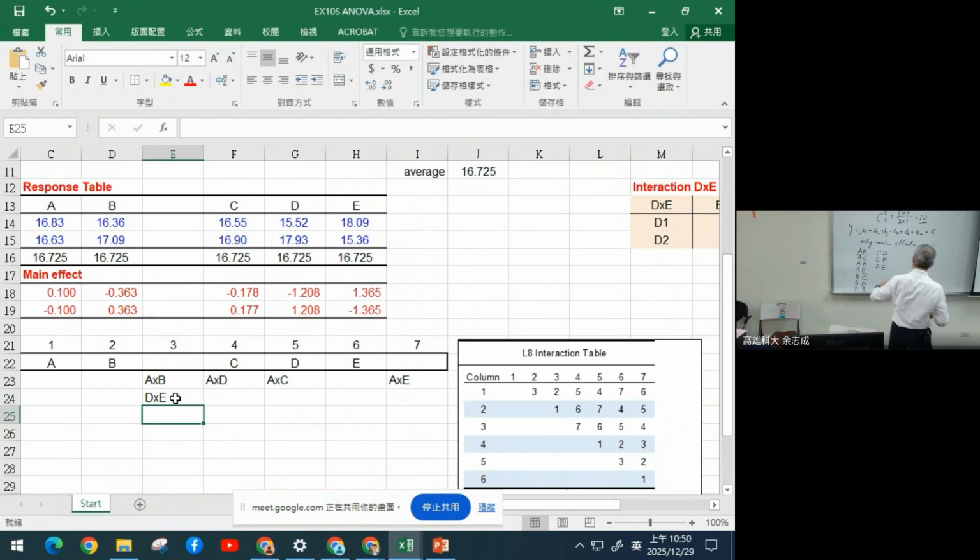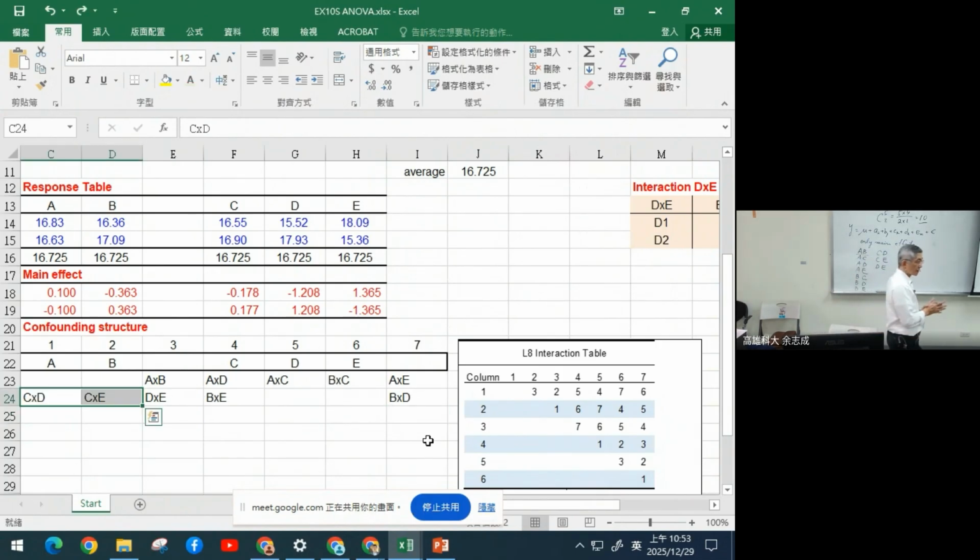All right? So I'll let you finish the rest. Then you can have the confounding structures. BC will be 2, 4, and 6. Okay, I believe you can finish the rest. Any questions? How to find out the confounding structures? Please don't copy the structure directly from the screen. You need to find out by yourself from the interaction table and the arrangement of the selection of your columns. You will be able to come up with the confounding structures.